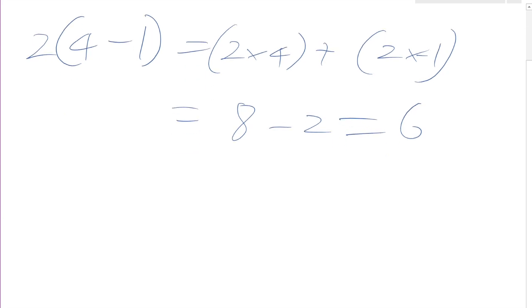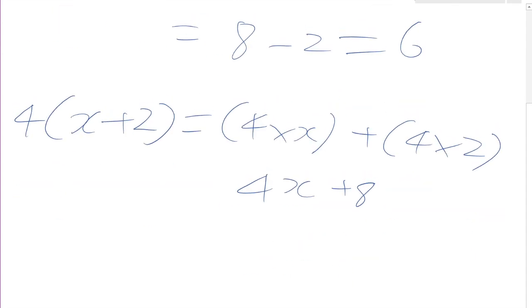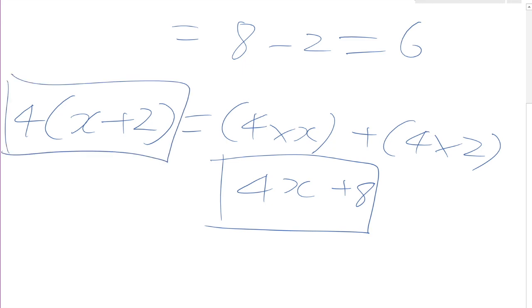Doing it this way is important when you have unknowns, because you can't always just solve the brackets first. So if I had something like 4 times x plus 2, obviously I don't know what x is. I can't just do x plus 2 and then multiply that by 4. So I'd have to do 4 times x plus 4 times 2, which obviously equals 4x plus 8. Sometimes you want to write things in this form. Sometimes you'll want to write them in this form. It depends on the situation.